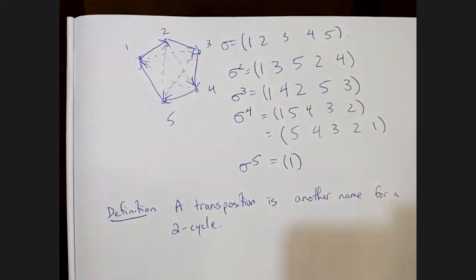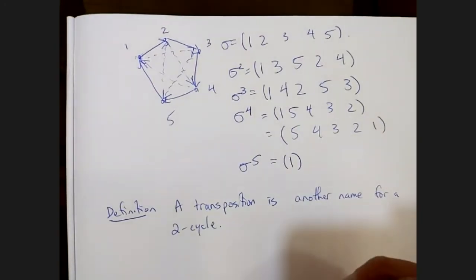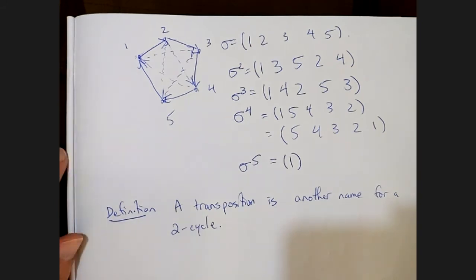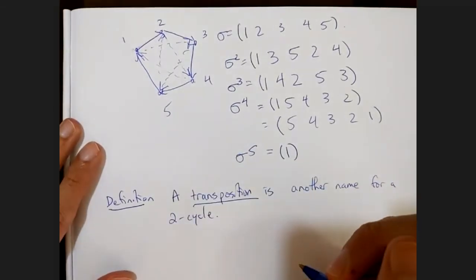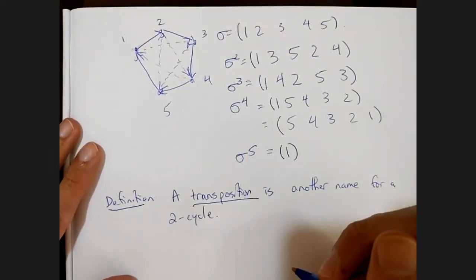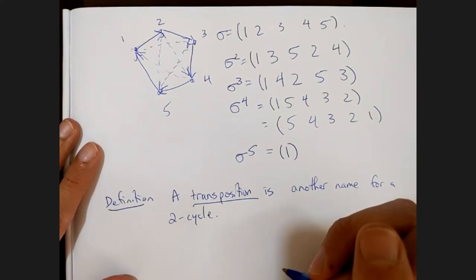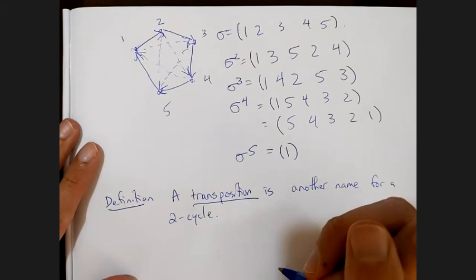And why do we give a two cycle a special name? Well, a transposition is like two symbols and you just switch them. You just transpose two symbols. I guess that's why you call it a transposition. And there's a good reason to give a two cycle a special name, and that is because we can write any permutation as a product of two cycles.